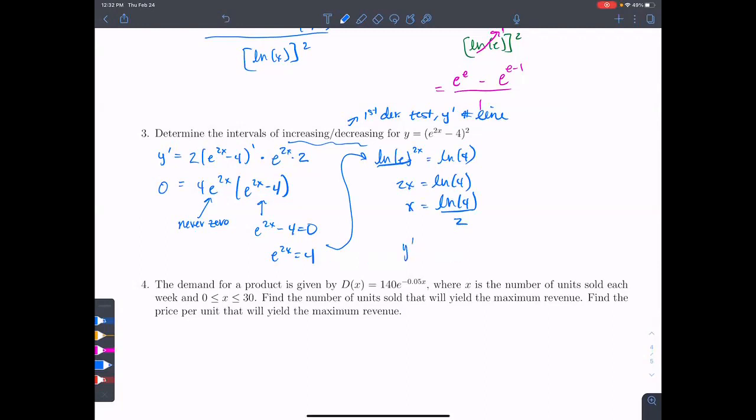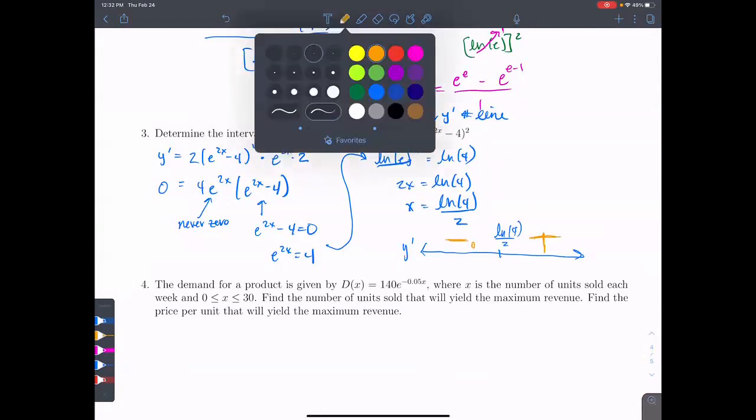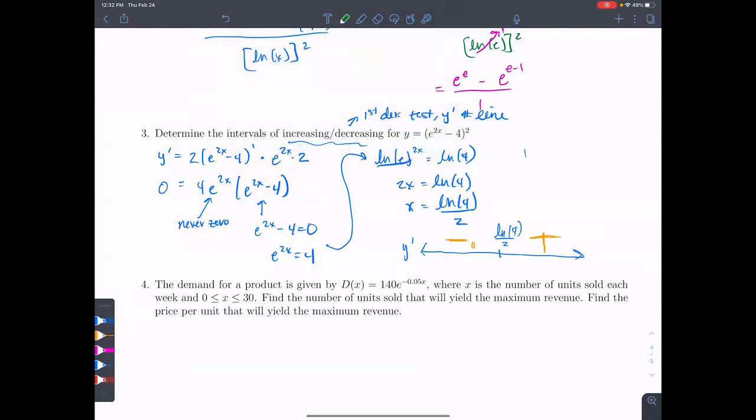My test values I put on here are 0 and 1. And when I plugged in 0 and 1, I got a negative over here and a positive over here. So we have increasing from the ln of 4 divided by 2 to infinity, and decreasing from negative infinity to the ln of 4 divided by 2.